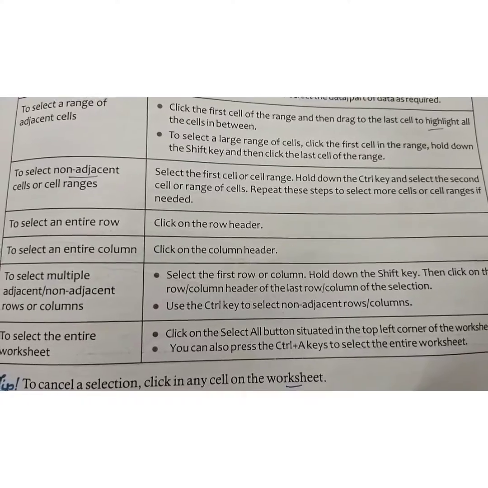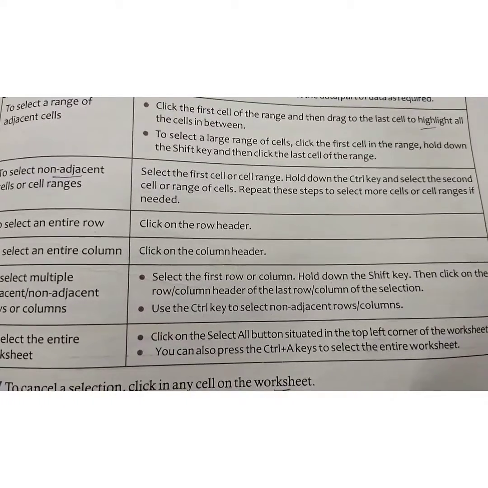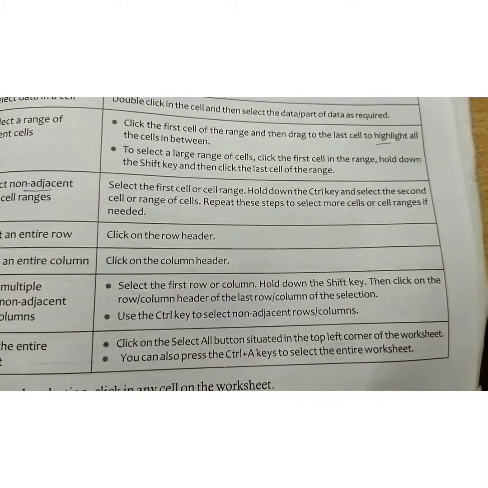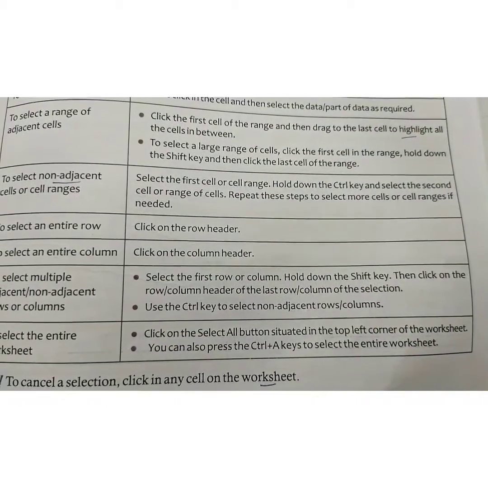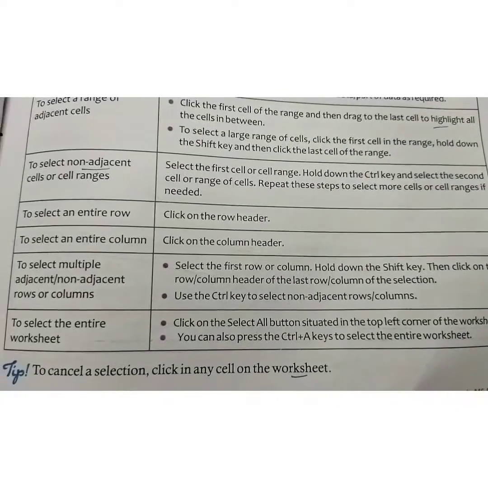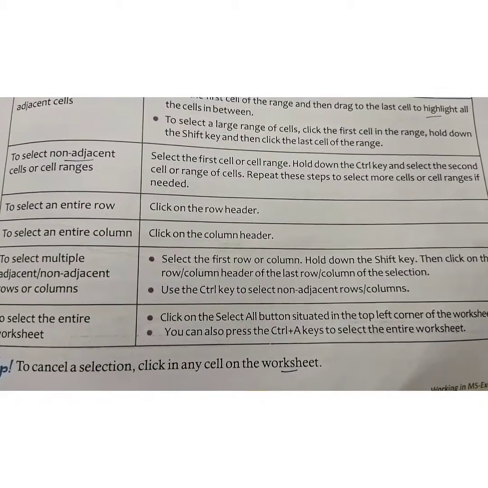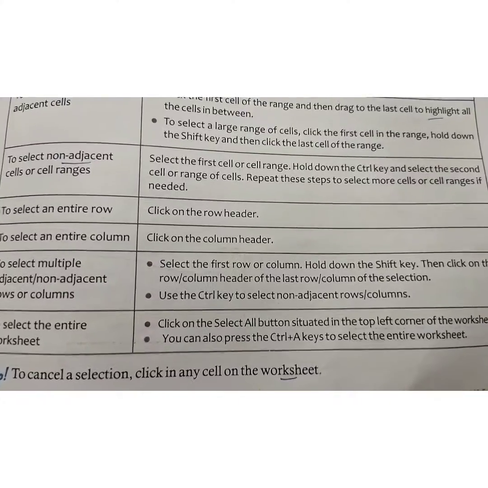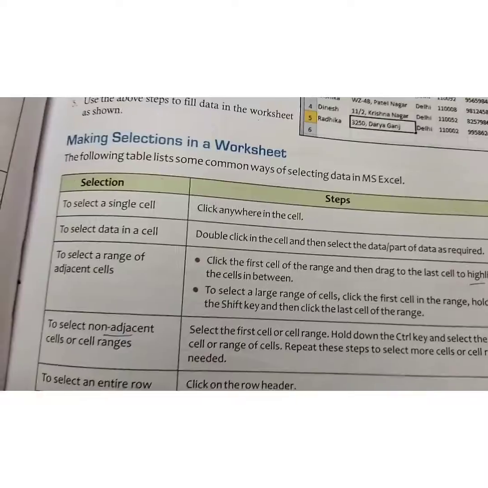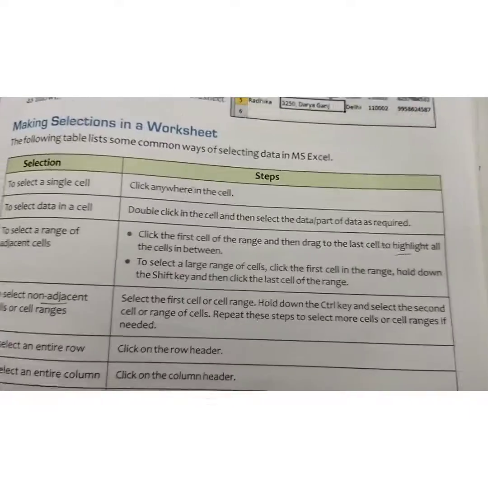Then to select the entire worksheet, how to select? Click on the select all button situated in the top left corner of the worksheet. You can also press the Ctrl plus A keys to select the entire worksheet. Okay, if you want to cancel a selection, click in any cell on the worksheet. So this is your topic for making selection in a worksheet. Different types of selection you can apply in your MS Excel.